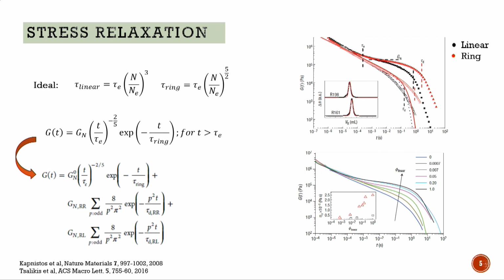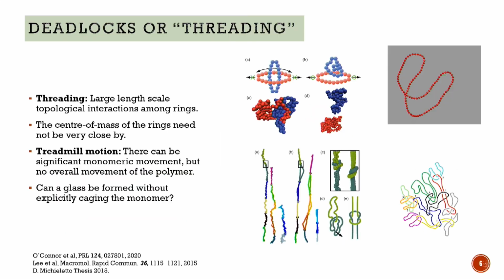The interesting part is that if you incorporate more linear polymers inside your ring melt, it becomes slower and slower, which is unexplained. Recently, some explanation has come from theory: you can take part of the ring as a linear polymer and create a multi-parameter model for this stress relaxation, which partly explains it. But again, there are a lot of unanswered questions.